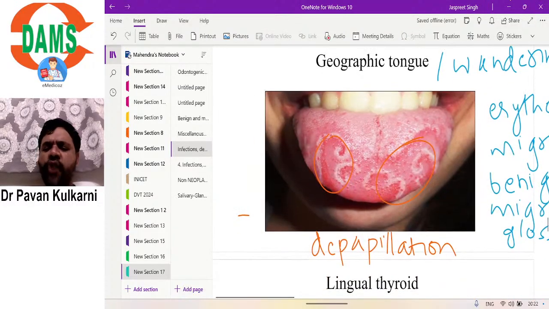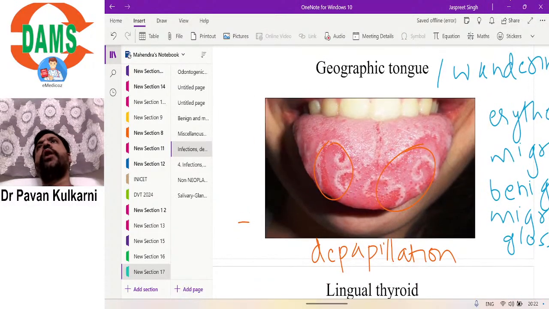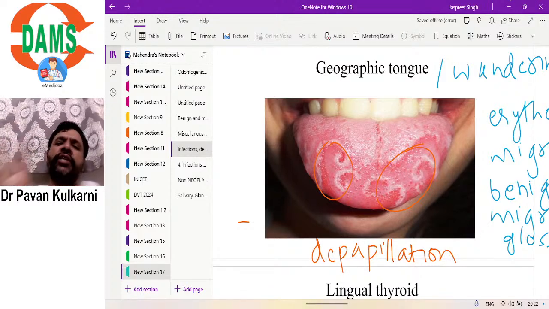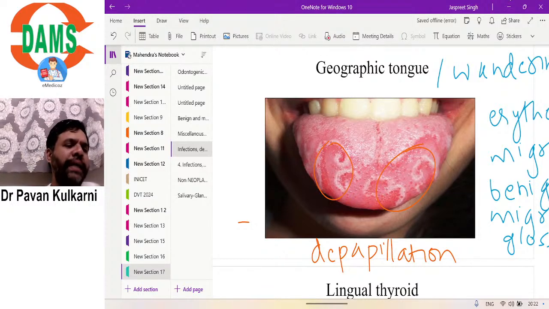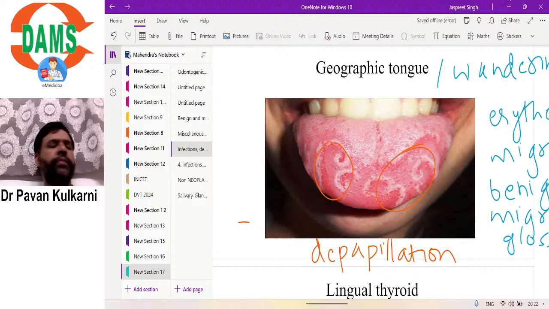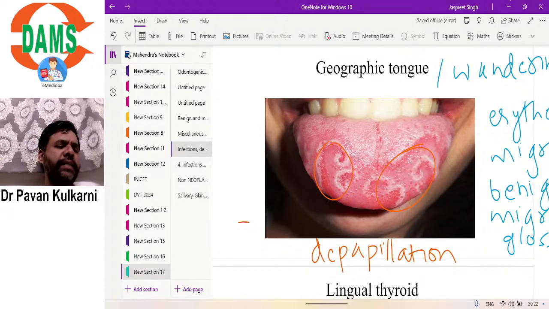Now this is an image of geographic tongue. Geographic tongue is nothing but depapillation that you see on the tongue. This depapillation is serpentine. What is serpentine? Snake-like depapillation will be seen. Even though there is so much depapillation, the patient is typically asymptomatic.